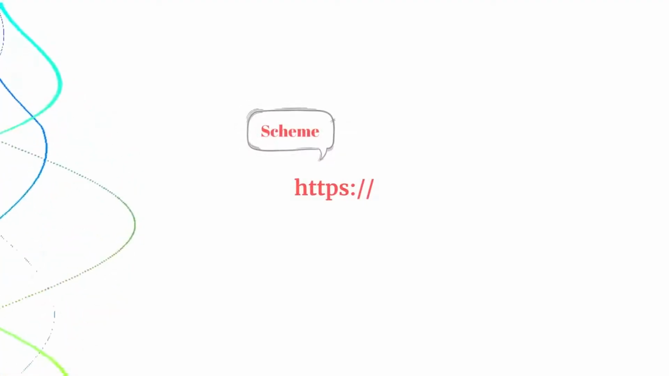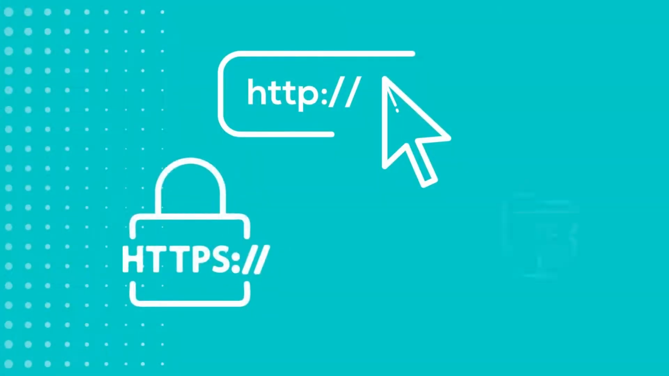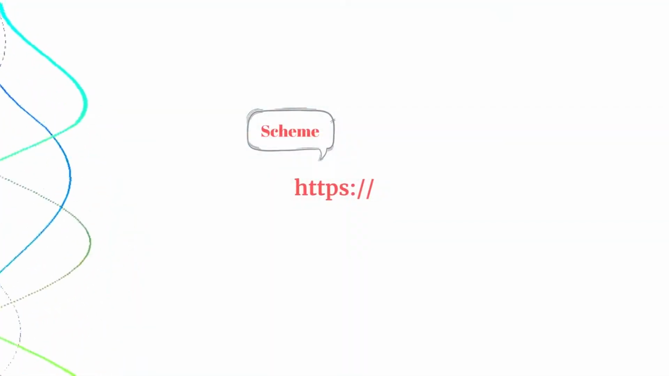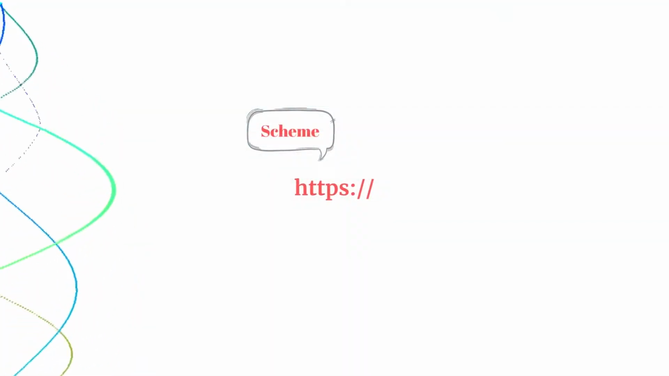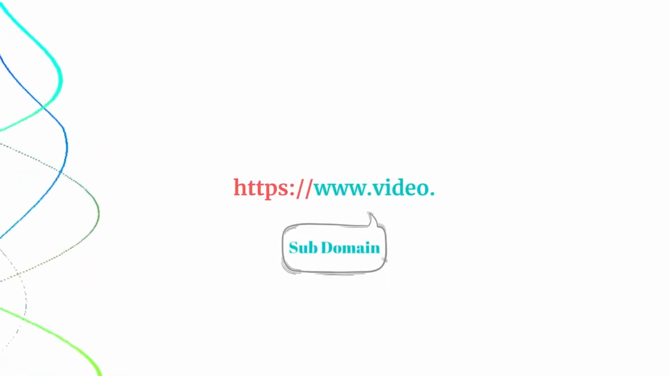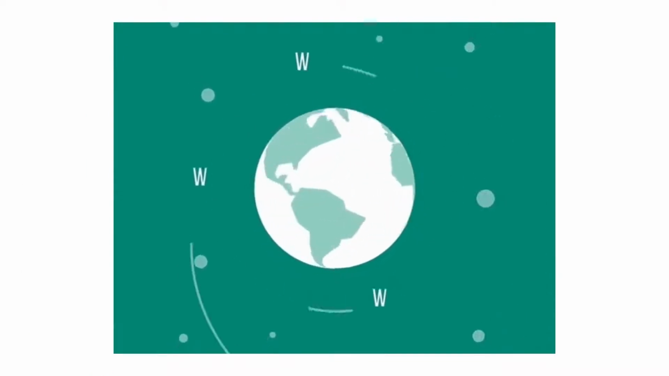The scheme or protocol is what accesses the resource on the internet. Some of the protocol examples are HTTP, HTTPS, FTP, etc. HTTPS is the most commonly used scheme as it encrypts the data that you enter in a page. Subdomains are used to distinguish one section of a website from the main site. The most common subdomain is www, which stands for World Wide Web.